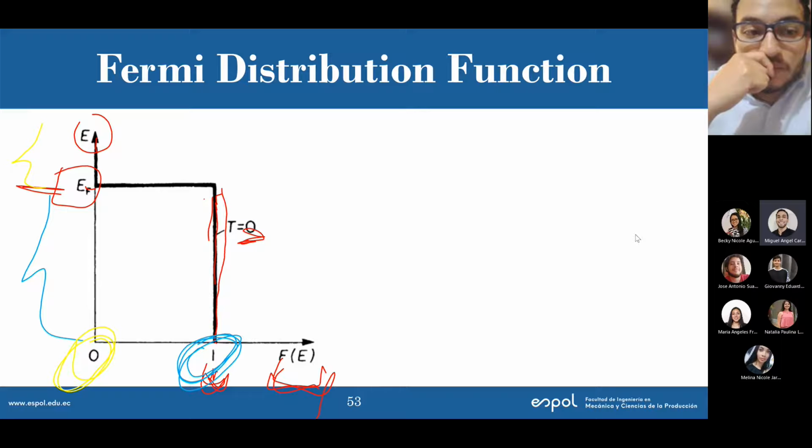Okay, I think that with that graph, we can say that the Fermi energy is the minimum or the base level of energy that every electron will have at temperatures near zero, or I don't know how the graph is when the temperature is different.